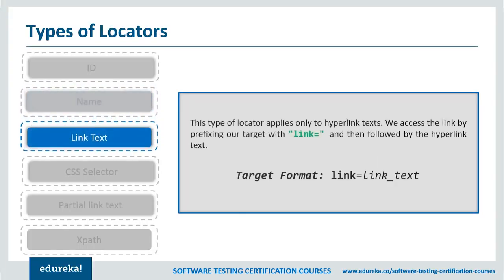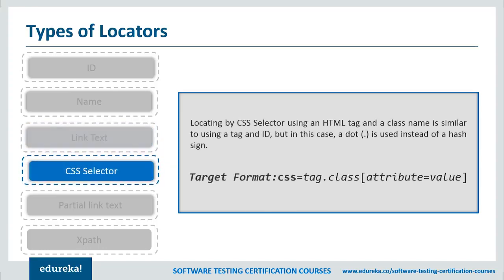Next, we have link text, that is useful only for links. That starts with the anchor tag and hrefs, and if some text is present in the link, then you can use this link text locator. And next you have CSS selector.